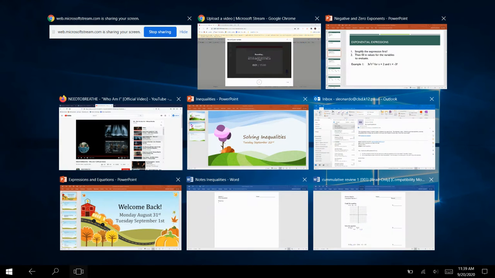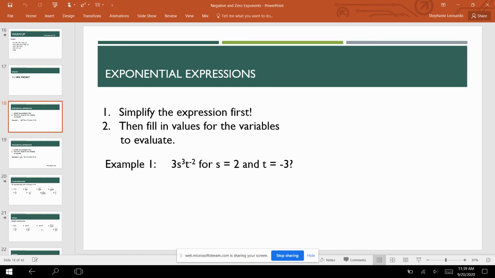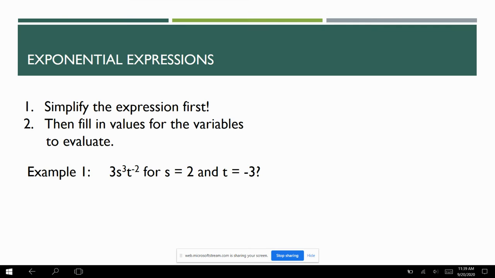Hey guys, in this video we are going to be talking about simplifying and evaluating exponential expressions. So oftentimes when we say evaluate an expression, what that means is we're looking for a number. So our answer is going to be one numerical value. Simplifying often deals with expressions and how we can write them in simplest form.